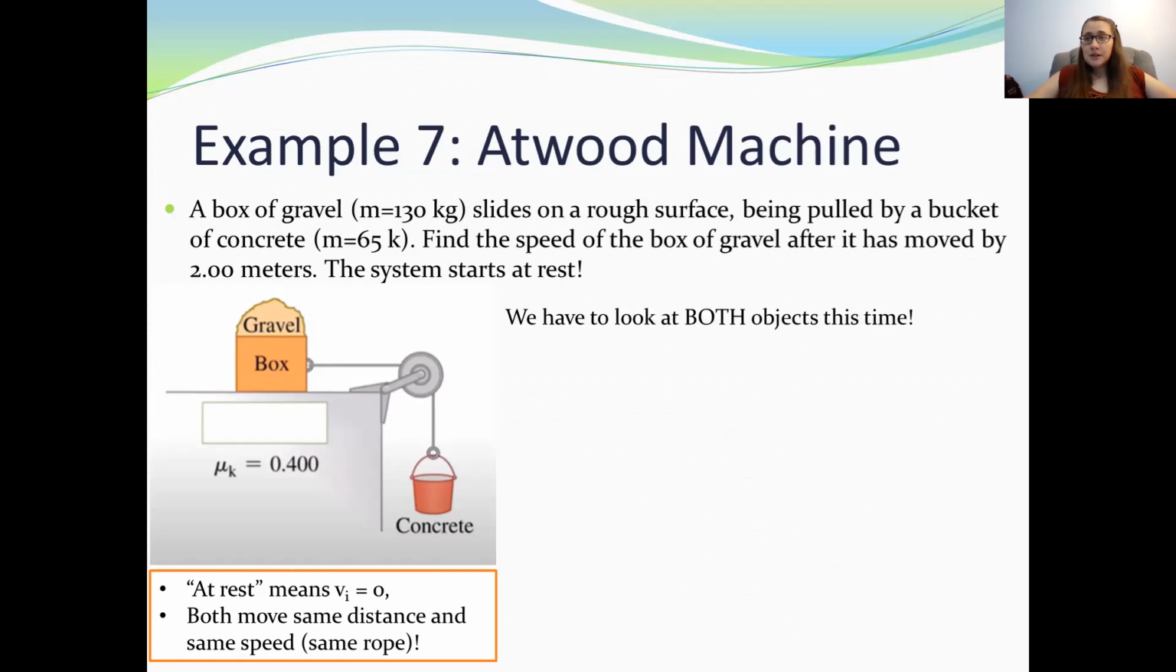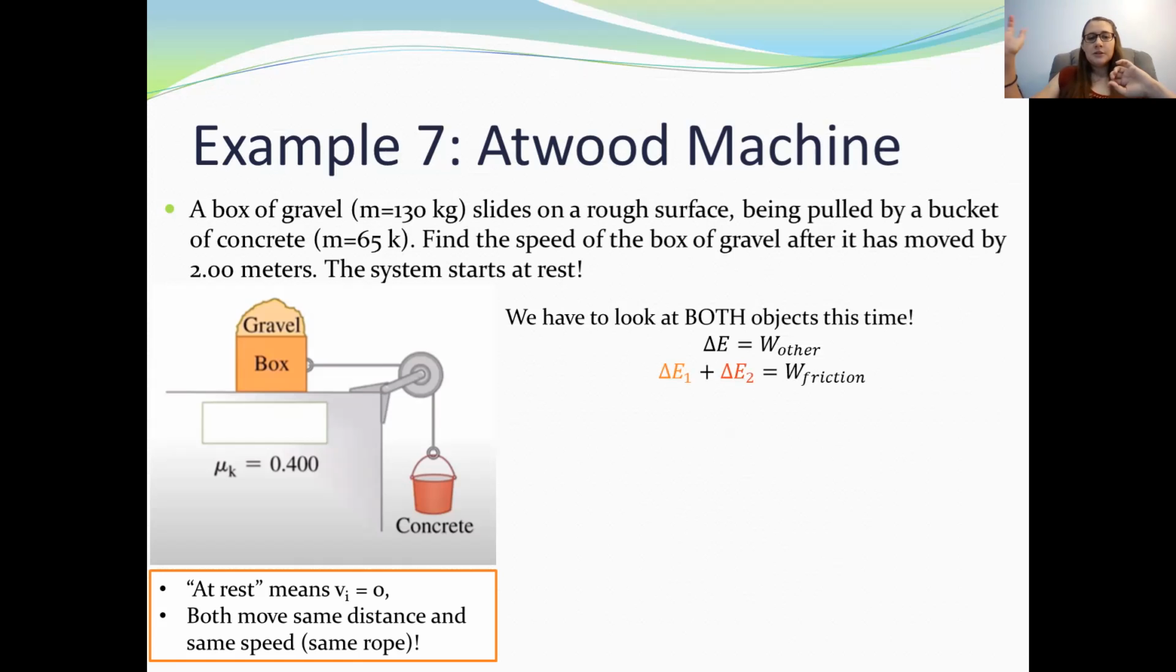So since we have two objects, we need to look at both of them. They both have energy that's being contributed to this system. So just like previously, our change in energy equals the work due to other sources. So here we have the total energy from the box plus the total energy from the bucket, and that equals the work due to friction.